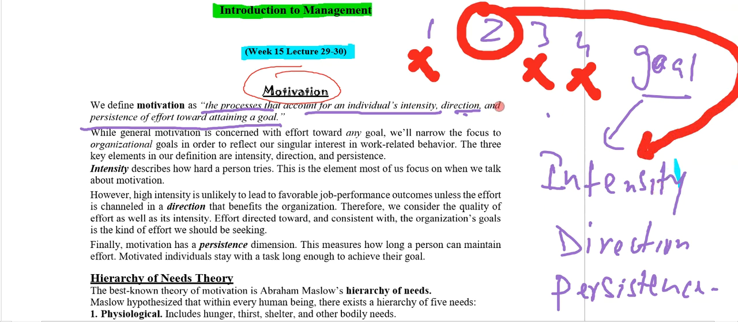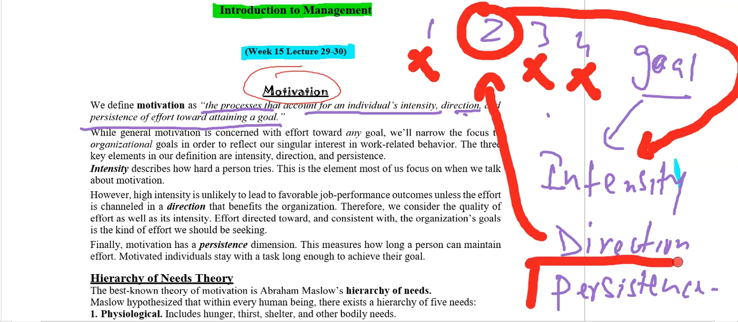Number 2, direction. We have to achieve the goal and we have to choose the right direction. Number 3, sometimes in order to achieve the goal, we may have to wait for many months, for a long time, for years sometimes. So when we keep our eye on achieving the goal, we have to be persistent.